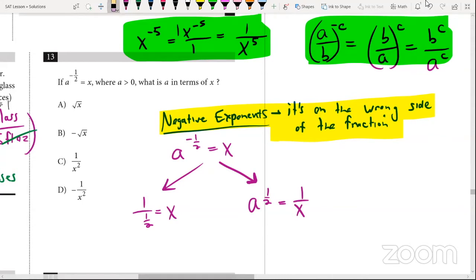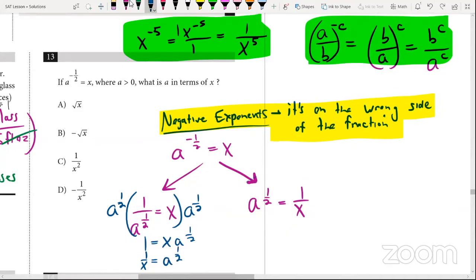A little bit better handwriting right here. So this looks more like a to the 1/2 power. Okay, so we've got it there. Now we need to get a by itself. So of these two, if I were doing the one on the left, which we're not going to stick with, I would multiply by a to the 1/2 on both sides right here. And I would get 1 equals x times a to the 1/2. And then to get a by itself, now you divide by x: 1 over x equals a to the 1/2. But look at this one right here. It already was there. So out of these two options, the one on the right was the better one.